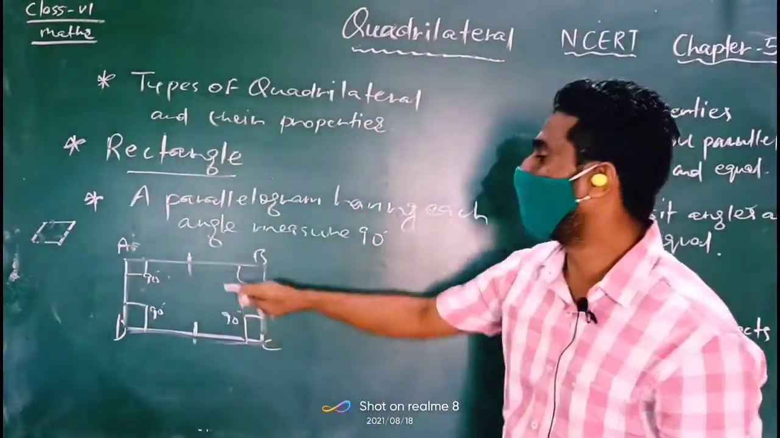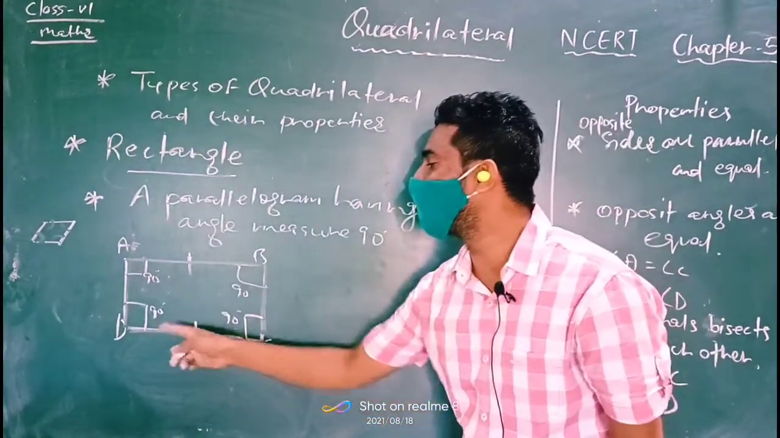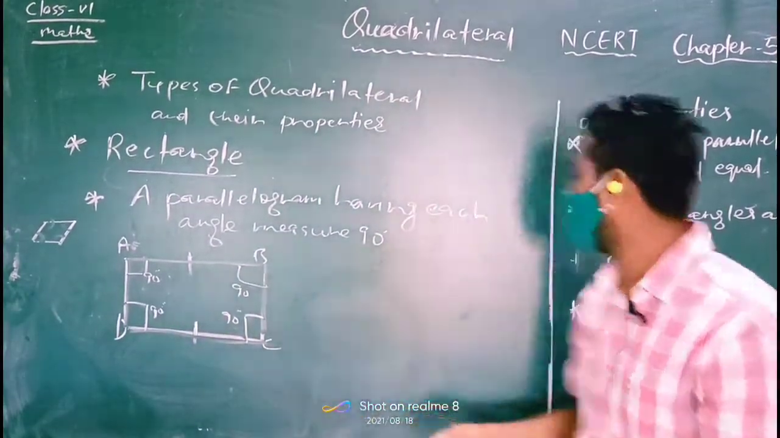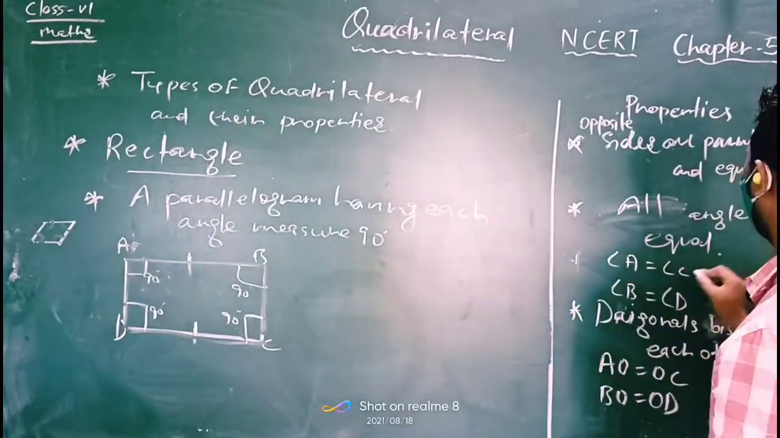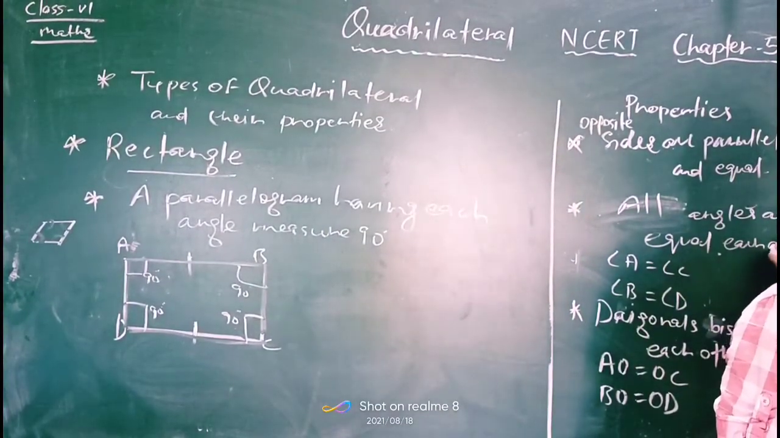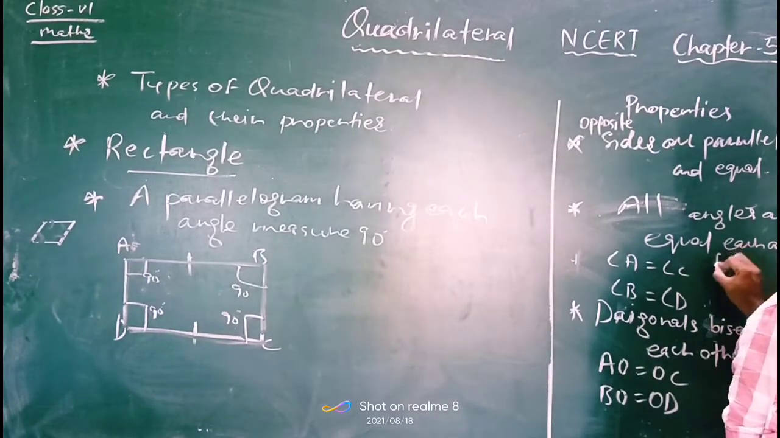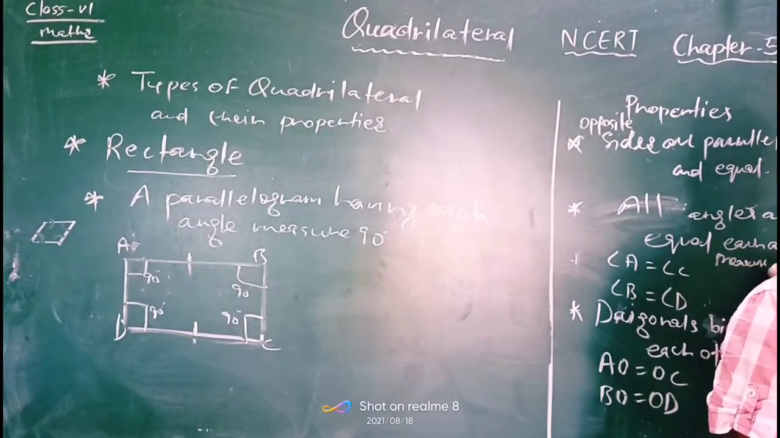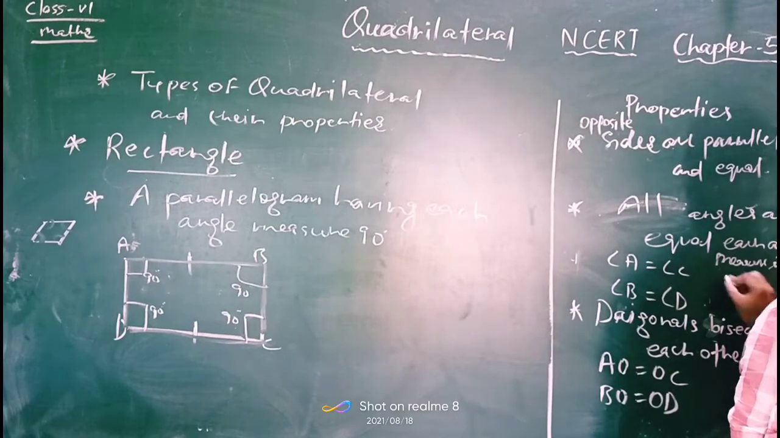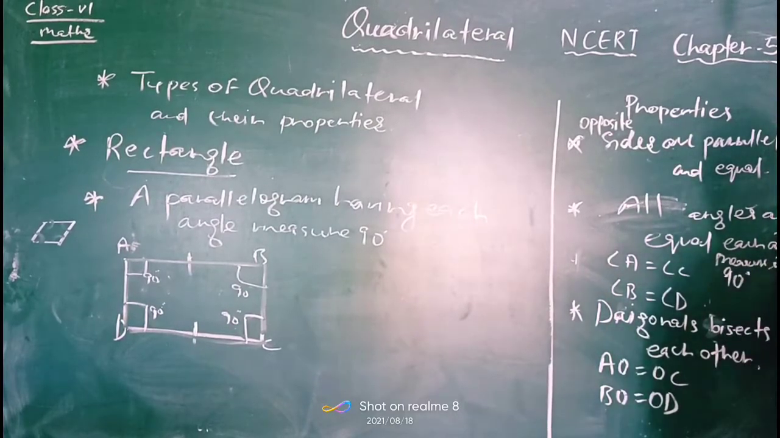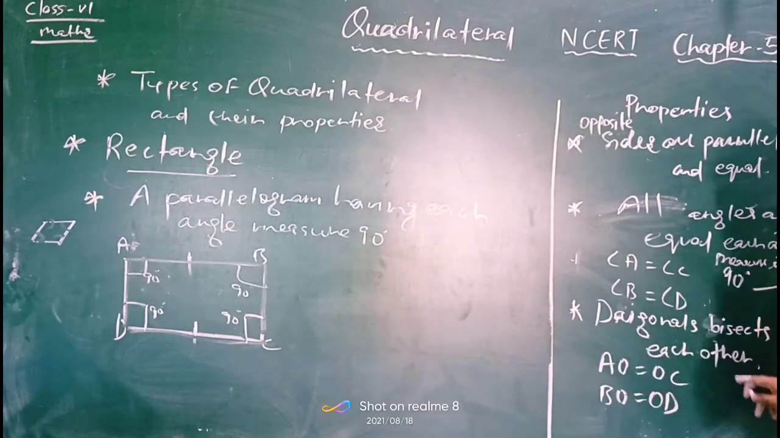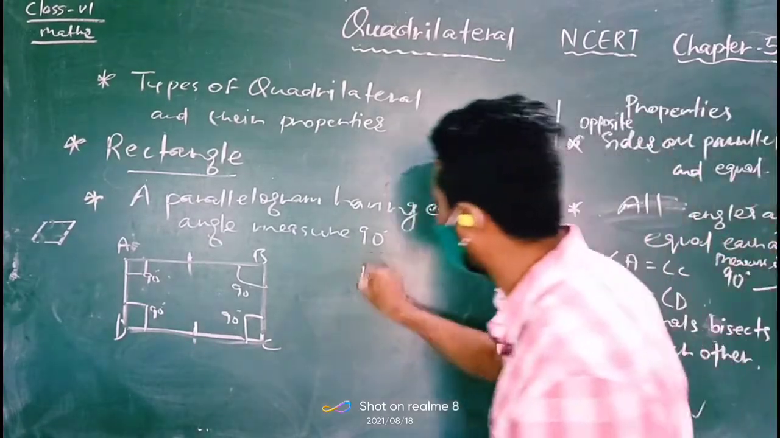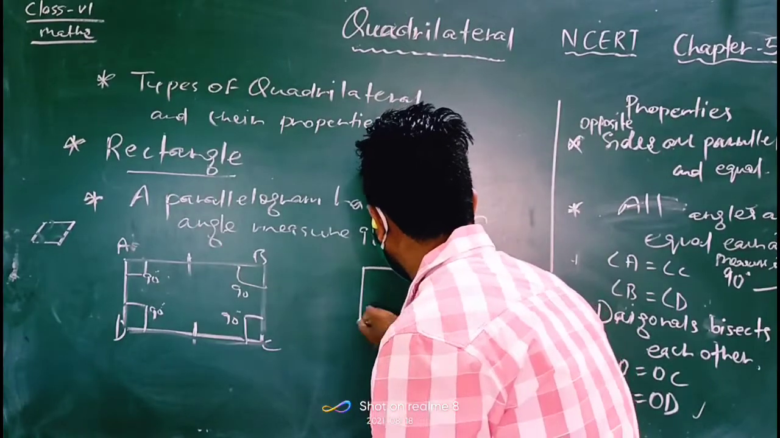But in the rectangle, what is the specialty? Each angle measure is 90 degrees, meaning all are equal. So you write here: all angles are equal and each angle measure is 90 degrees. And the diagonals bisect each other. This is okay. In this rectangle also, the diagonals will bisect each other.